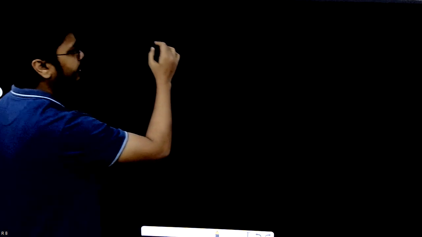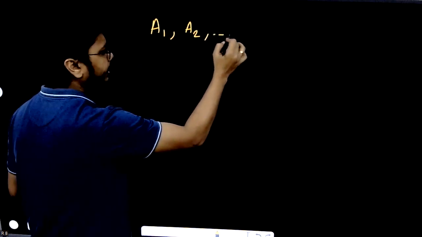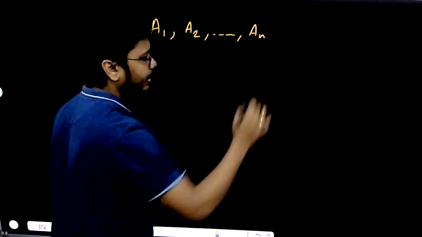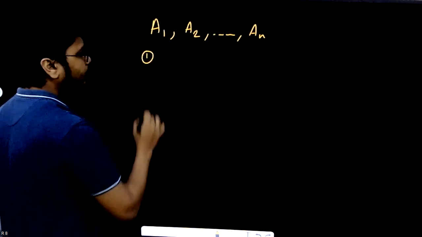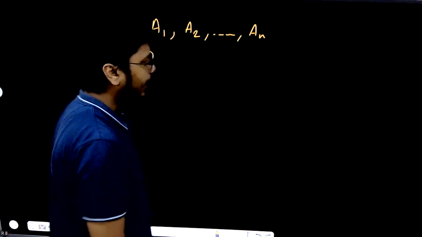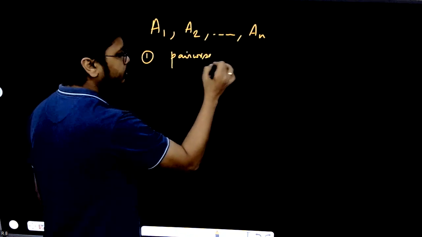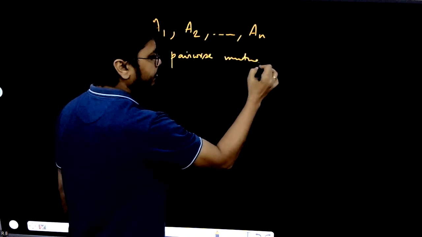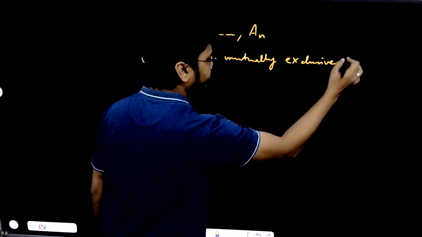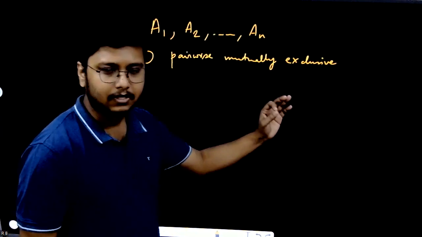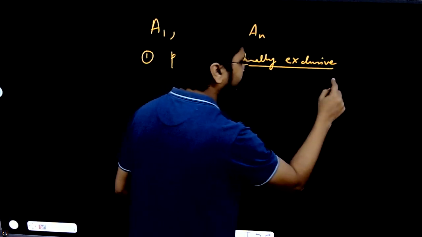Bayes' theorem is saying that if I have n events, let's say a1, a2 till an, I have n number of events, and the first thing is all these n events have to be pairwise mutually exclusive. Okay, pairwise mutually exclusive. Now what does this terminology mean?